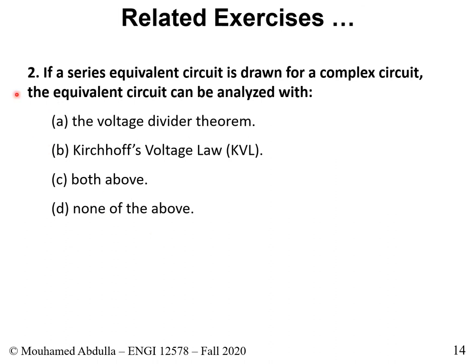Next question, question two. If a series equivalent circuit is drawn from a complex circuit, the equivalent circuit can be analyzed with which one? So maybe we could take it a bit slowly here. So we're told that we have a complex circuit, and by definition, a circuit is complex when it's not a series circuit, when it's not a parallel circuit. It is a combination of both. It's a series parallel circuit. As soon as you have both of them, then we refer to it as a complex circuit.